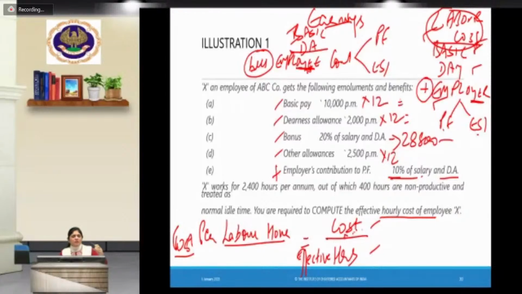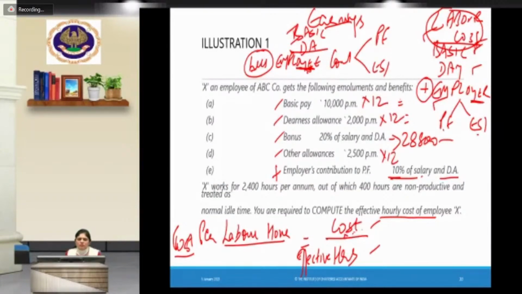So whatever the organization is contributing towards the provident fund of an employee is an added cost to the employer. Every organization contributes almost an equal amount of provident fund as the employee contributes. So if the employee is contributing 100, the employer will also contribute 100. So the contribution towards provident fund is also an additional cost for the organization, right?